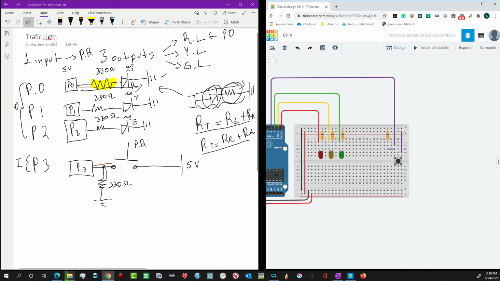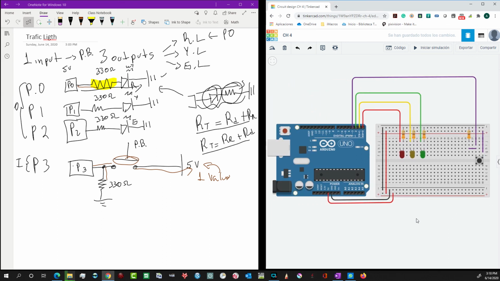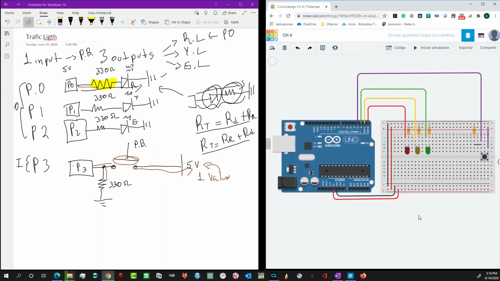And then after the button, when I press the button, I get my one logical value, that is 5 volts. So after my button I got the positive connection, and that's it. It's really easy, right? It's almost the same as the previous video. We only include 2 more digital outputs, but it is not a big deal.